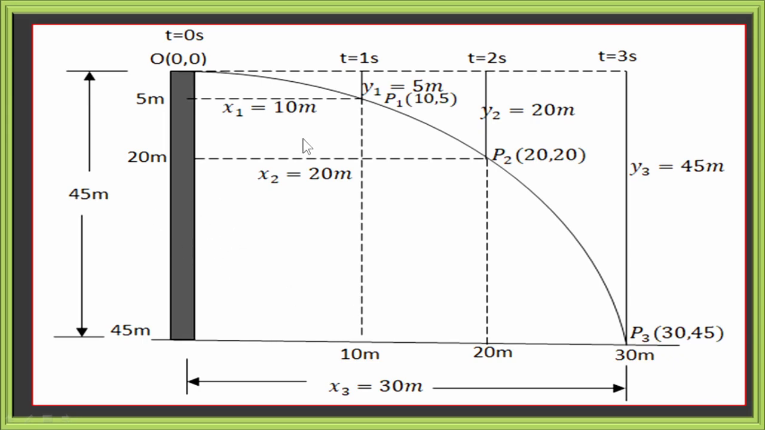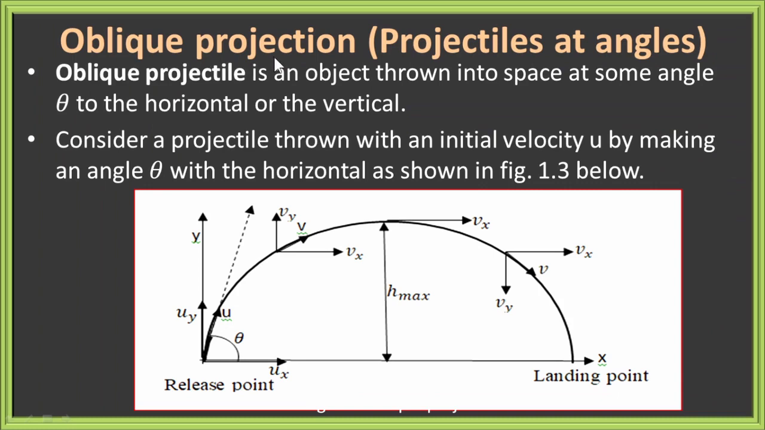This is all about horizontal projection. It is two-dimensional motion because it has horizontal and vertical positions at any time, and also horizontal and vertical velocities at any time. The other type of projection is oblique projection. We have said that there are two types of projections. These are horizontal projection and oblique projection.